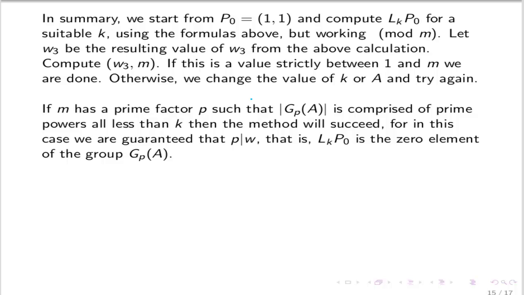Otherwise, we can opt to change the value of k, or we can change the value of a and come up with a new elliptic curve and try again. So if m happens to have a prime factor p such that the group order is comprised of prime powers all less than k, then our method is going to succeed. For in this case, we are guaranteed that that prime is going to be a divisor of w. That is, Lk times P0 is going to be the zero element of the group of the points on our elliptic curve.